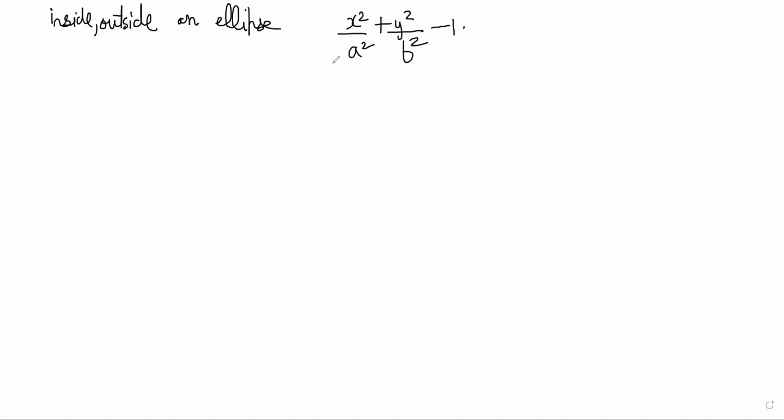Now, the next thing is to understand basic stuff like whether a point is inside or outside an ellipse, depending on the sign of x square by a square plus y square by b square minus 1. If the sign is negative, then it is inside. If it is positive, it is outside.